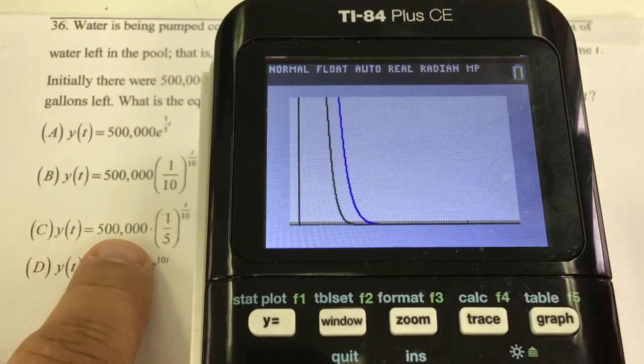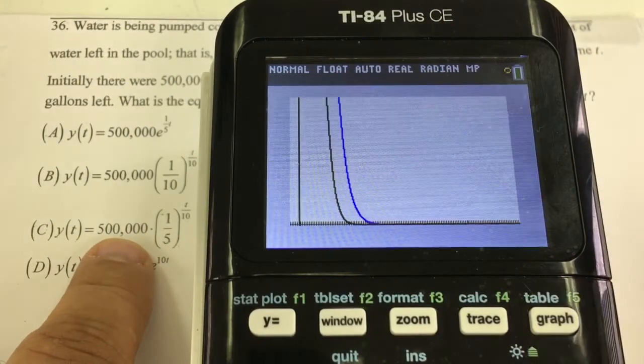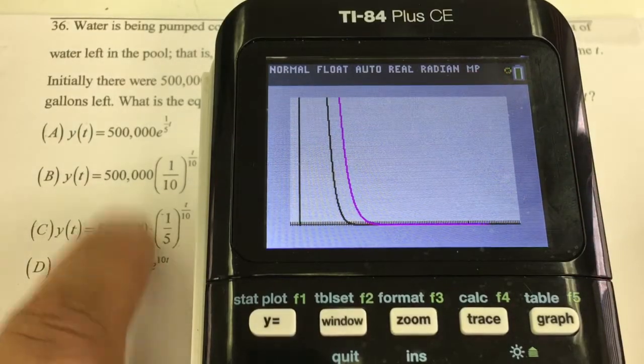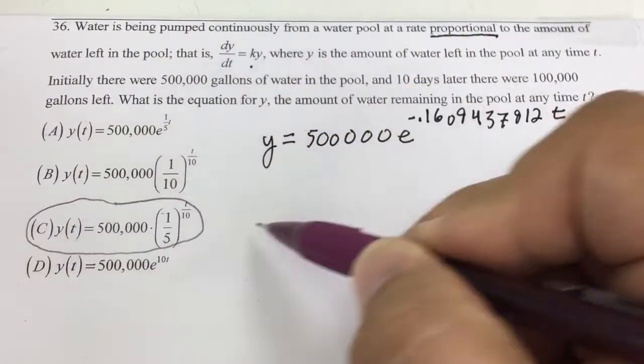So now I'm going to graph C. And notice, it changed the color. So it's going to be choice C. Choice C's graph, for some reason, this equation is equal to this equation.